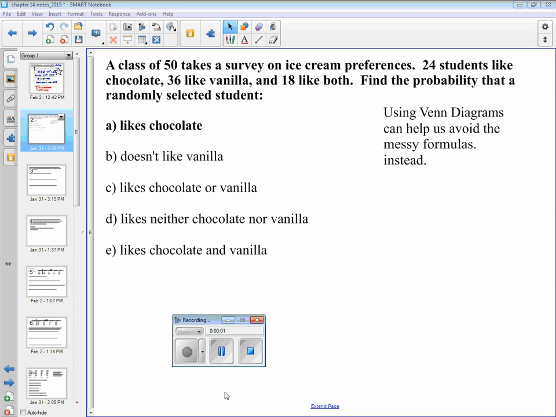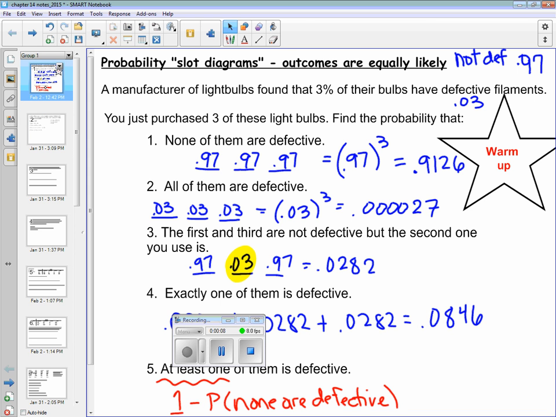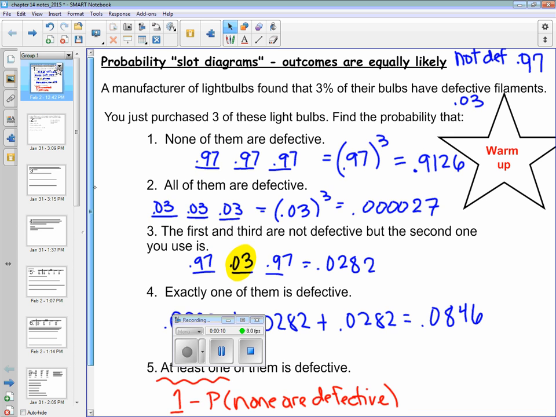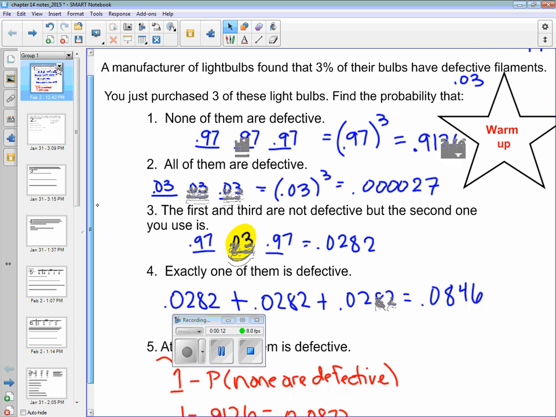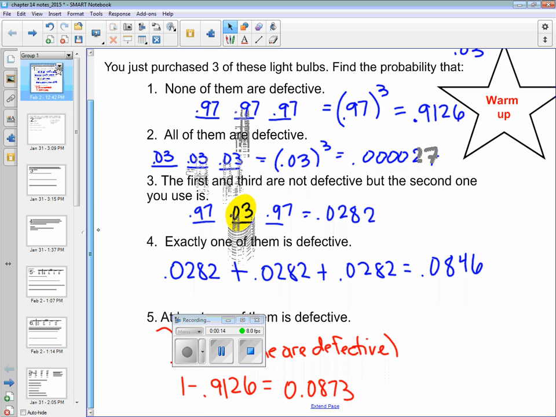So when it comes to probability, the hardest part about probability is knowing what strategy to apply. Back in the previous warm-up that we did, we used slot diagrams, okay? We had 3 light bulbs, we had a probability of defective, we found the probability of not defective, and we used those probabilities. All the probabilities were equally likely. The probability that the light bulb was defective was 0.03 or 3%, and so it was the same for every light bulb. When that happens, you can use these slot diagrams.